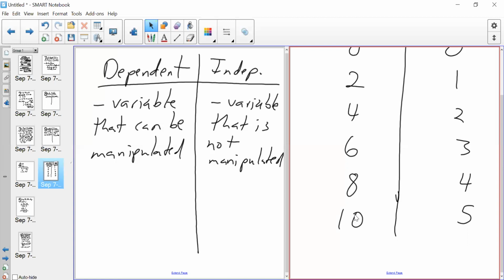The gaps are the same. 2 to 4 is 2, 4 to 6 is 2, 2, 2, 2. Every second, it increases by 2 centimeters. So this is linear. The gaps in the dependent variable are the same. Therefore, it's linear. If it's not the same, it's nonlinear.